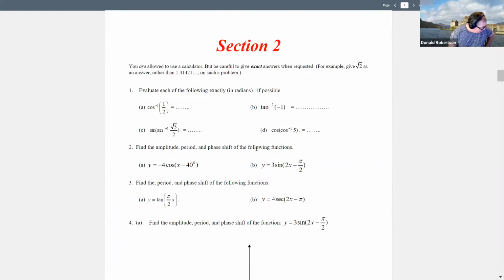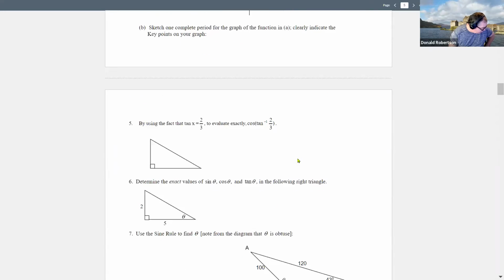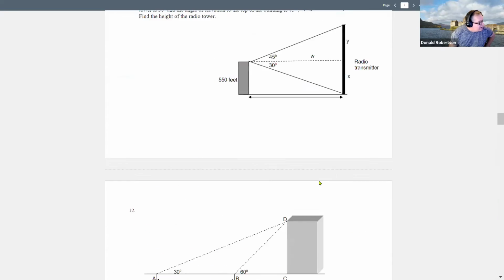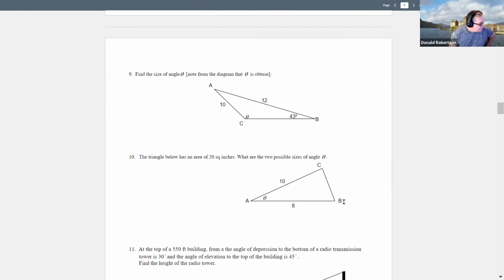And then you have section 2. Now, section 2 questions are going to involve you doing a lot of work. If I just see an answer to it, I'm not going to give you any points because you could have simply just cheated in some way that I'm not aware of.